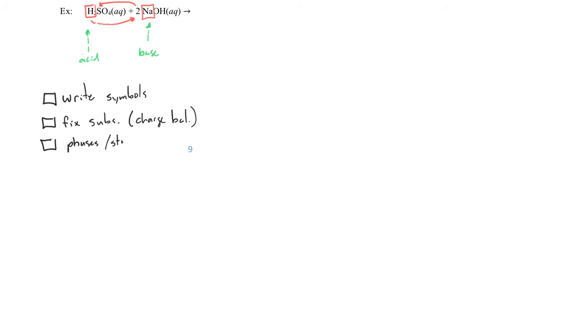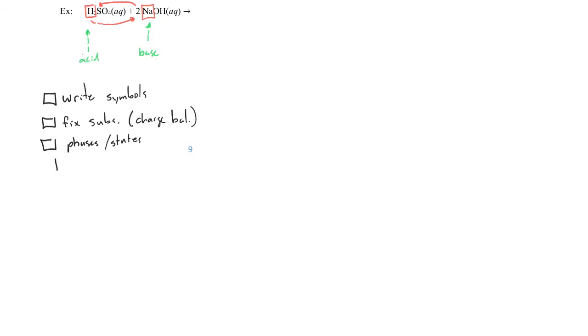So here we have sulfuric acid and sodium hydroxide, and we're going to write the symbols out for the double displacement. Let's make a little checklist at the bottom here so that we follow this 4-step process for writing out the correct products. So we're going to write the symbols, then we're going to fix the subscripts. I also call this charge balancing. And then after we fix the subscripts, we are then going to assign the phases, so aqueous, solid, liquid, gas, that sort of thing. So the states of matter.